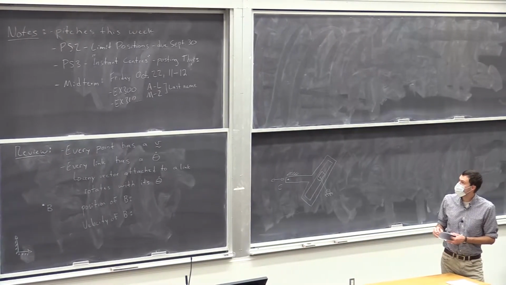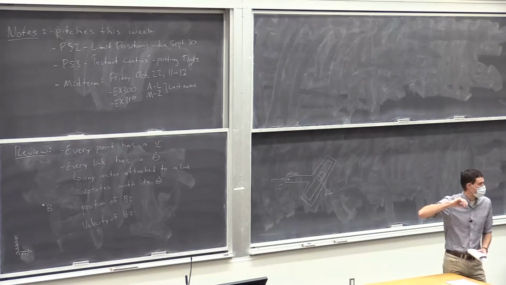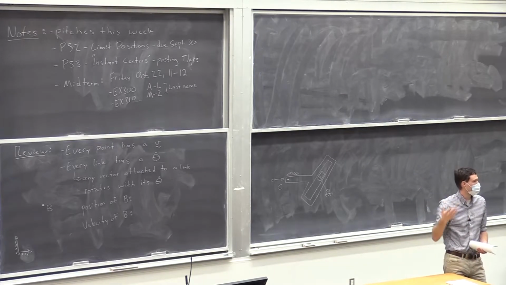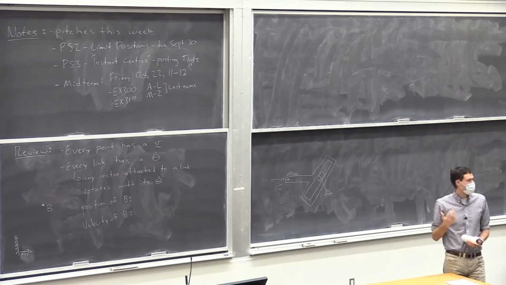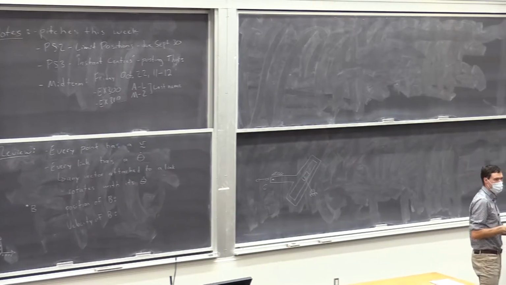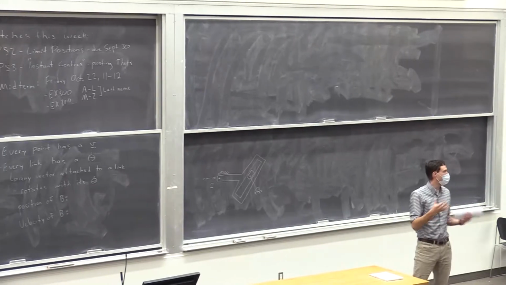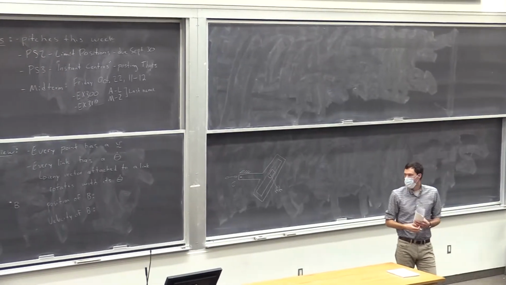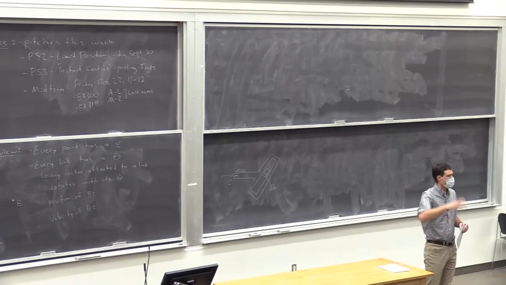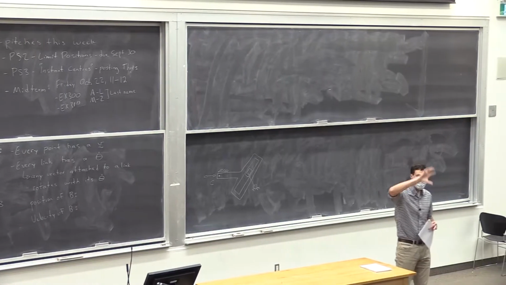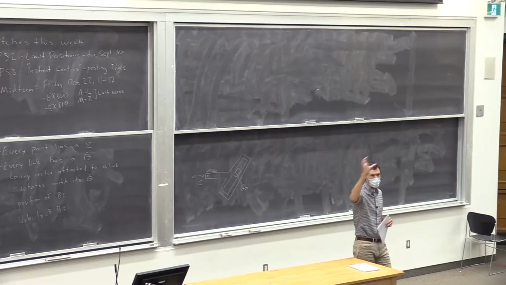And problem set 3 we're going to post this week, and it's on a topic which we haven't started yet called instance centers. And instance centers is going to be one of our first methods of systematically figuring out how mechanisms move. In particular, it's going to allow us to better visualize individual link rotation within a mechanism.